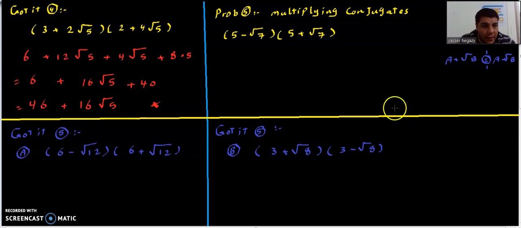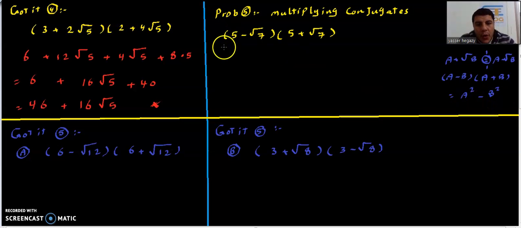You remember the difference between two squares. If we have A minus B multiplied by A plus B, it is equal to first squared minus second squared. It's a difference between two squares. So the same idea here. We have 5, negative, positive, and the second is the square root of 7. So first squared minus second squared. First, 5 squared is 25, minus second squared, it will be 7.